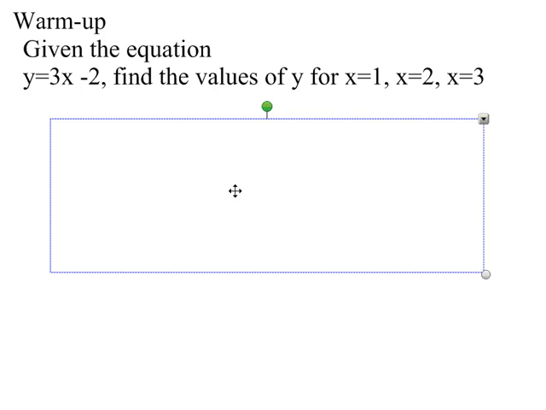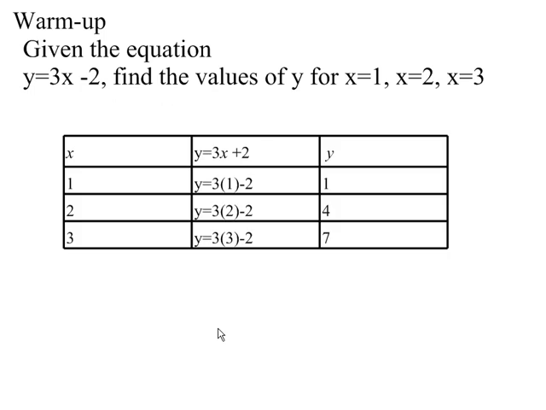So one of the ways we can approach this is by making a table of values. We have our input over here on the left side. We have our equation or our formula here in the middle. And we have our output here on the right side. So our inputs are x. So when 1 is inputted, y is outputted.